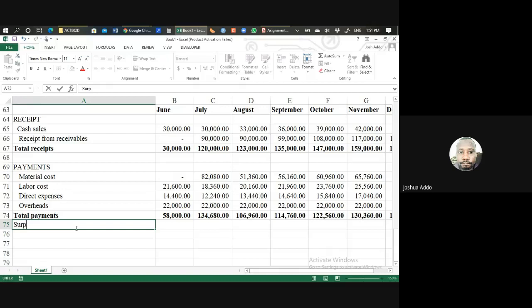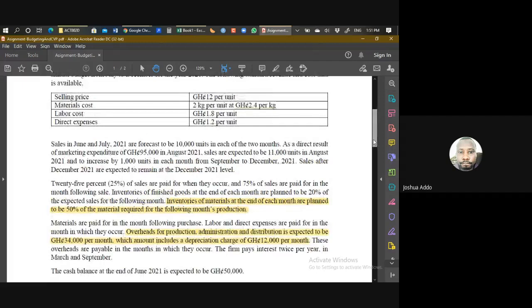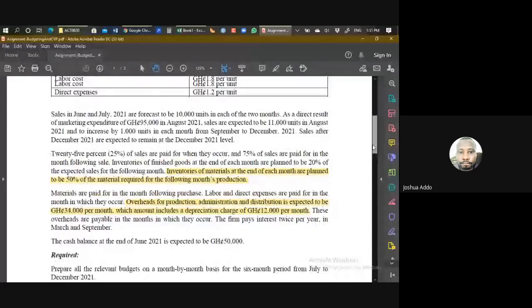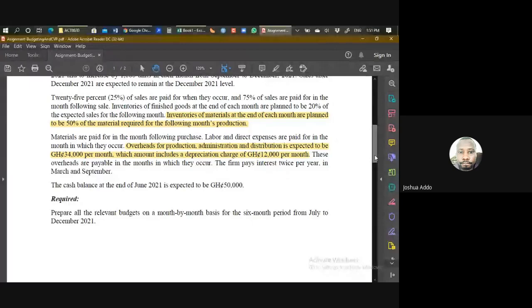Hello, sir. Yes, sir. From the question, we had marketing expenditure of 95,000 in August. Wow, good. That is what boosted the sales, 95,000. Yes, and another one, the firm pays interest, but they didn't bring any interest figures. I've seen that one. The firm pays interest, so maybe to update this question, I'll bring the amount of the interest so we can fix them.